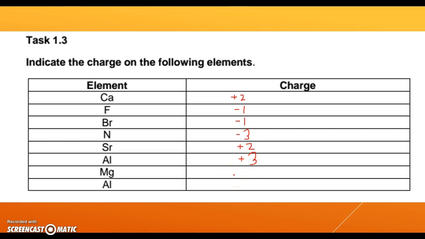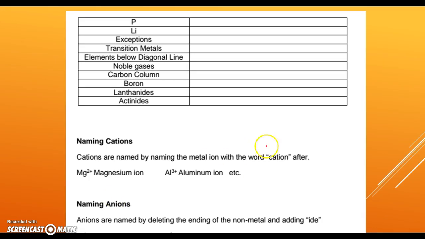Magnesium is in the second column. It's right below beryllium, above calcium, so it's going to have the same thing as calcium, so +2. There's a second aluminum, and don't worry about this one. This one's just the second one. Phosphorus. Phosphorus is right below nitrogen. Nitrogen has a -3 charge, so does phosphorus. Lithium's in the first column, so it's going to be +1.